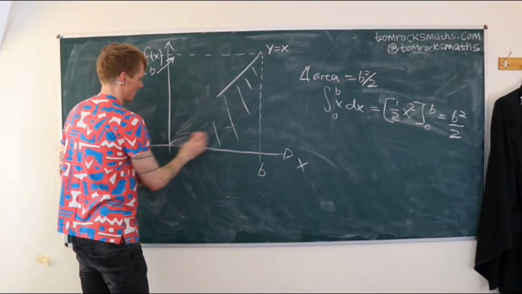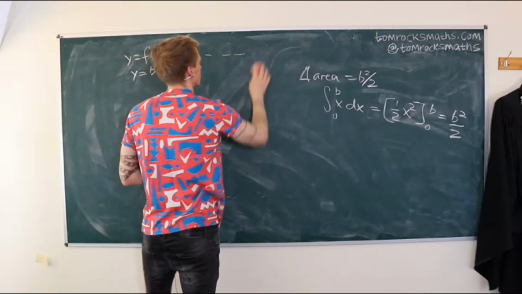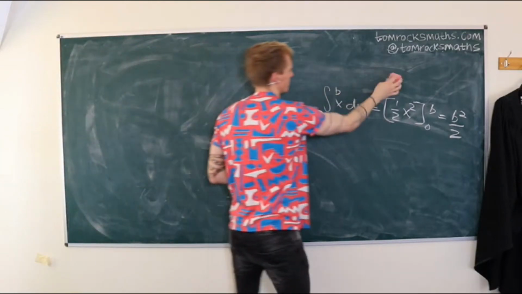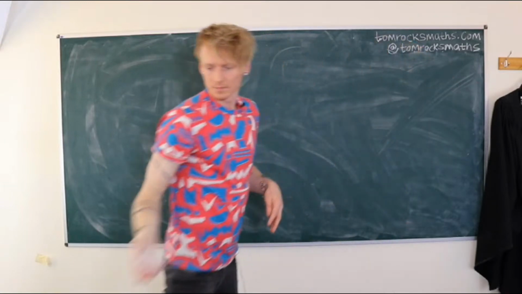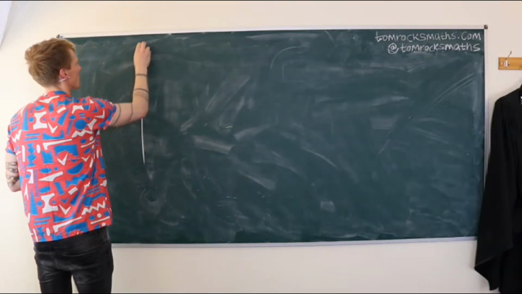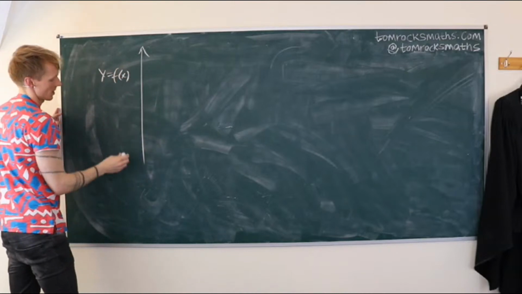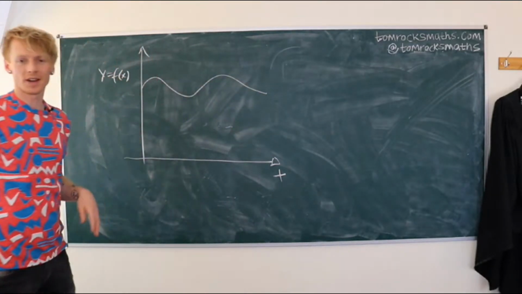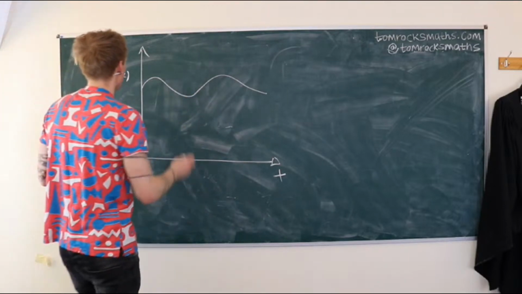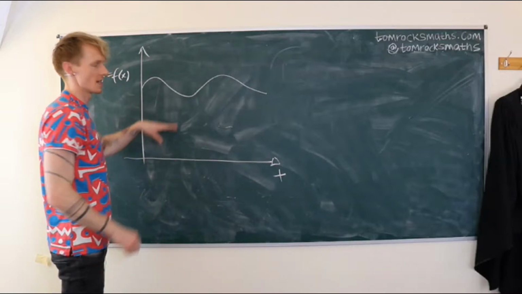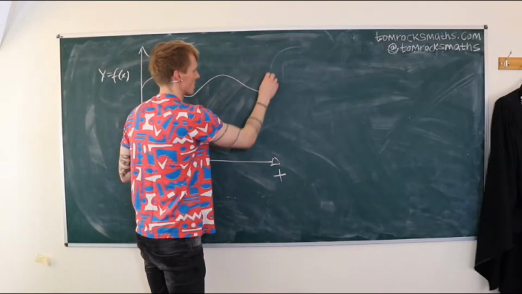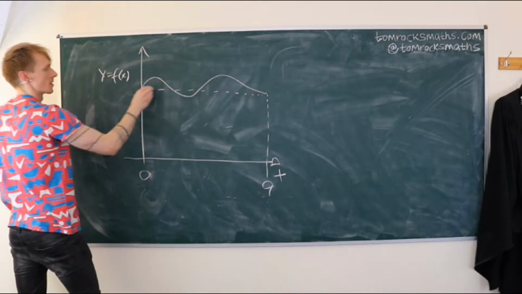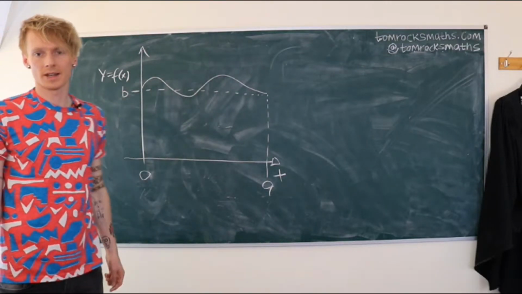Now let's try something a bit trickier. What I'm going to do now is take a general function, y equals f of x, and this is going to be x. We're going to suppose that it looks something like that. It's kind of like a cos or a sine, some kind of curve. We want to know the exact area between these two points, between 0 and, let's call this A. And at this point, this is going to be the point B, so y is equal to B when x is A.